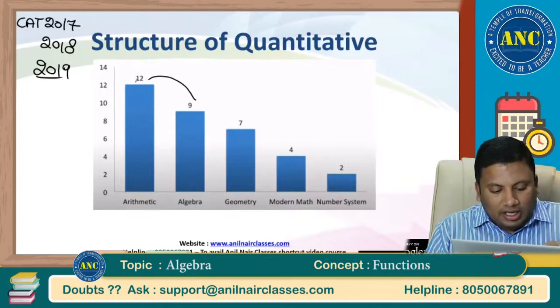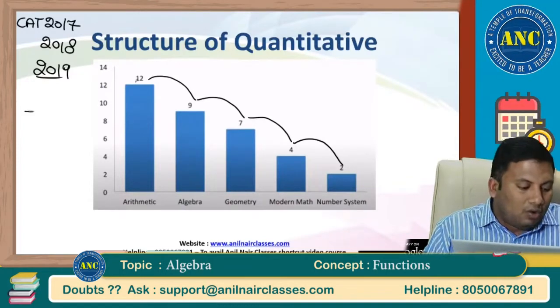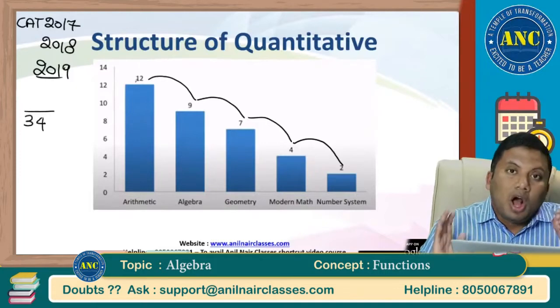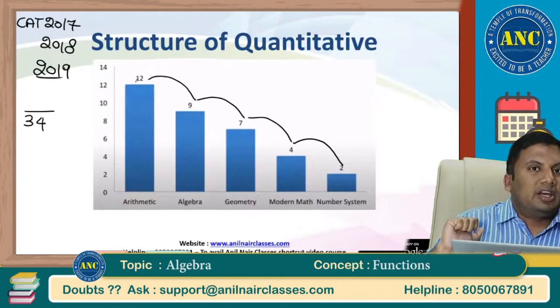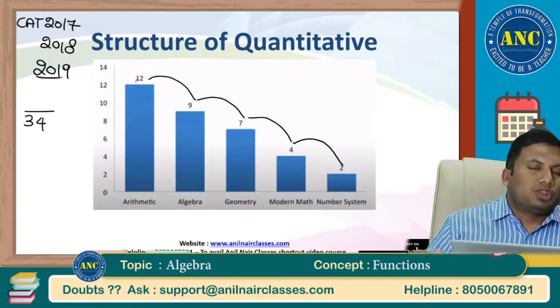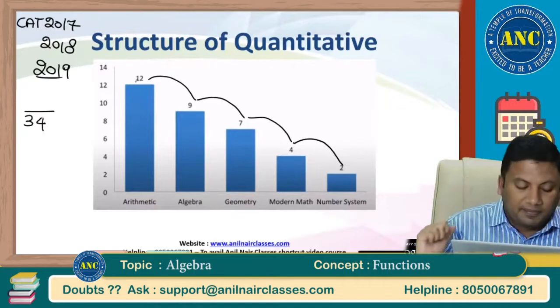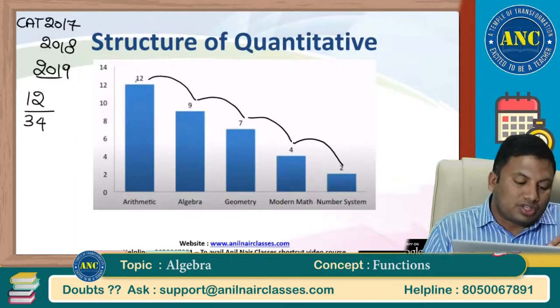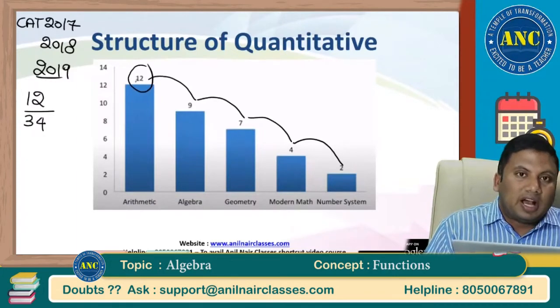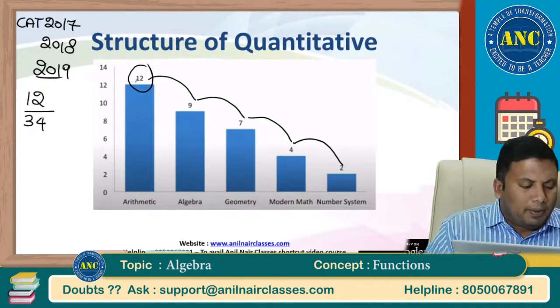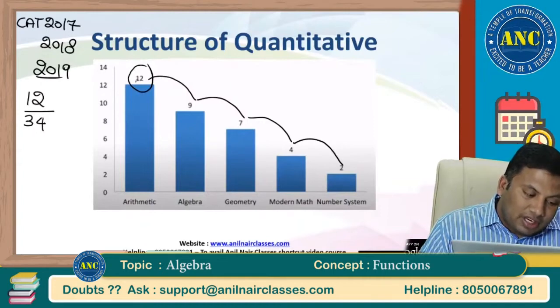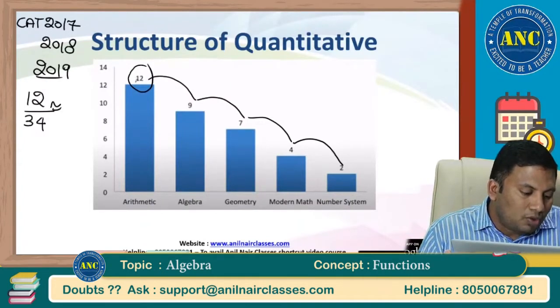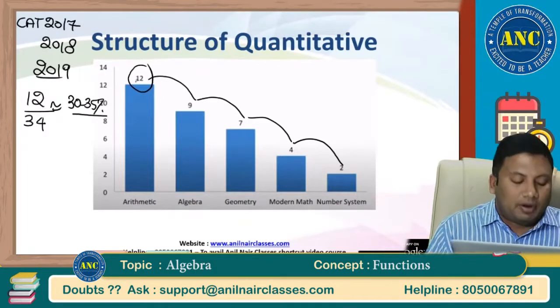If I see 21, 28, 32, 34 questions out of 34, almost every year, CAT 2017 was 1 day 2 slots, 2018, 1 day 2 slots, 2019, 1 day 2 slots. So almost 12 questions out of 34 regularly come from arithmetic. Arithmetic we are going to start post Independence Day. Only the enrolled students will get access to these classes. 12 out of 34, almost 30 to 35% of the questions, are only from arithmetic.